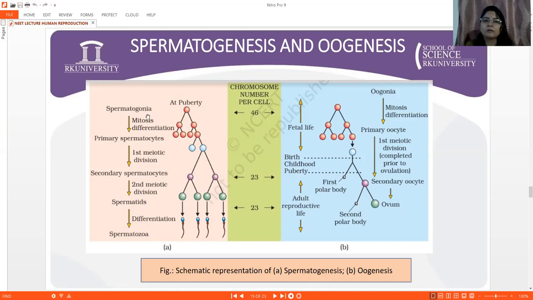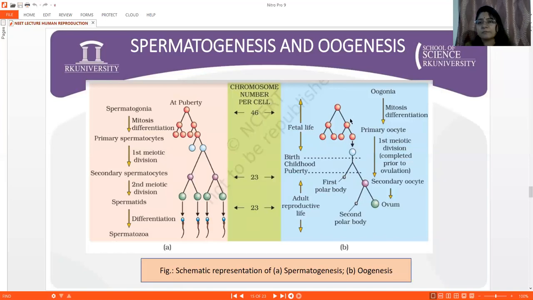So at puberty in male, spermatogonia are there. In these spermatogonia, mitotic differentiation will take place. After this, primary spermatocytes are formed. These primary spermatocytes, after the first meiotic division, are converted to secondary spermatocytes. These secondary spermatocytes, after the second meiotic division, form the spermatids. And these spermatids, after the differentiation process, form the spermatozoa. So these are the various stages. First is spermatogonia, from spermatogonia, primary spermatocytes, from primary spermatocytes, secondary spermatocytes, from secondary spermatocytes, spermatid formation, and after that, spermatozoa formation. So this all takes place in the case of spermatogenesis in male.